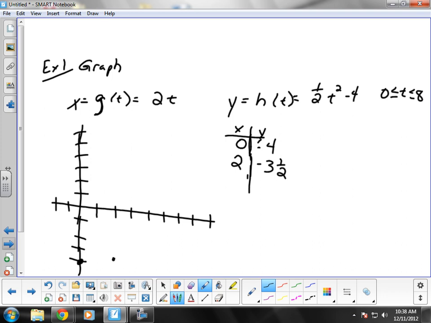Okay, so you just take the t values that they give you, and you plug it in for t in x. That gives you the x coordinate of your point. Plug it in for y, gives you the y coordinate of your point. So if you look at that, that gives you a curve, something like this.